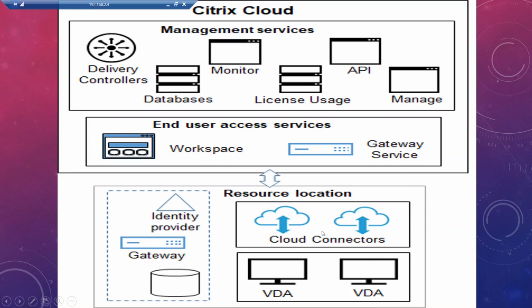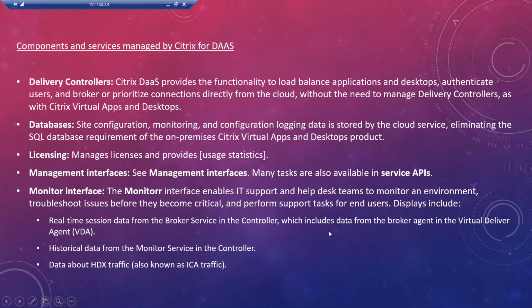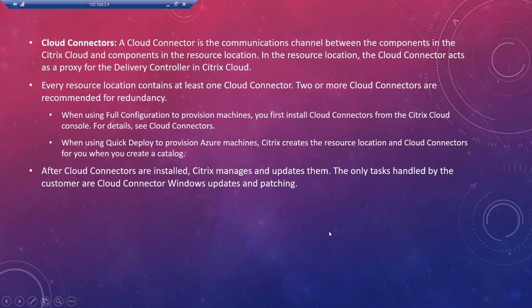But you need to have cloud connectors installed in those locations, and these cloud connectors will act as a communication channel between the Citrix Cloud and your resource location. So this is the most important component. It is the critical component in the Citrix infrastructure. Okay, so let me go to the next slide.